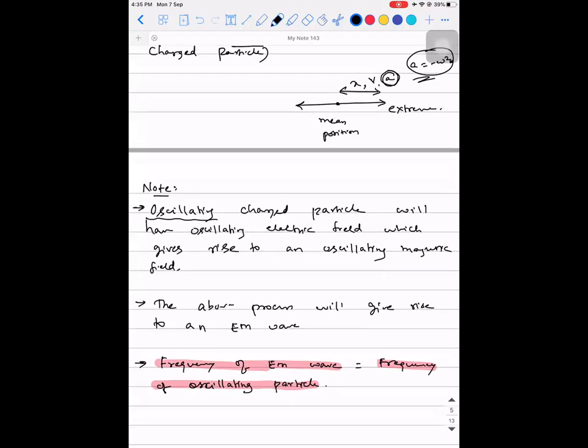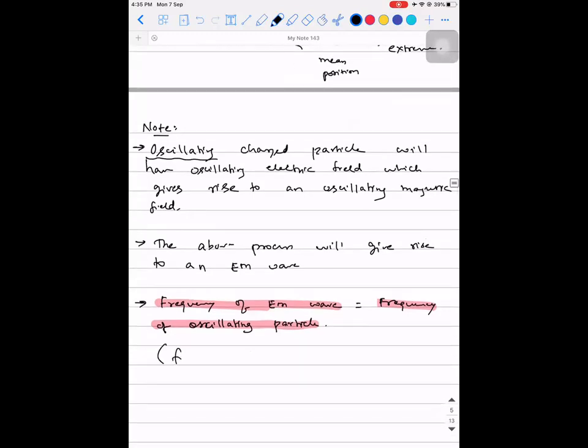So what do you mean by this? When the charged particle is oscillating, let's say with an angular velocity omega, then the particular electromagnetic wave that is getting generated will also have the same angular frequency omega. That is the meaning of it. So from this, one important point that we can conclude is frequency is the characteristic of the source. Okay, I hope you guys made a note of it.